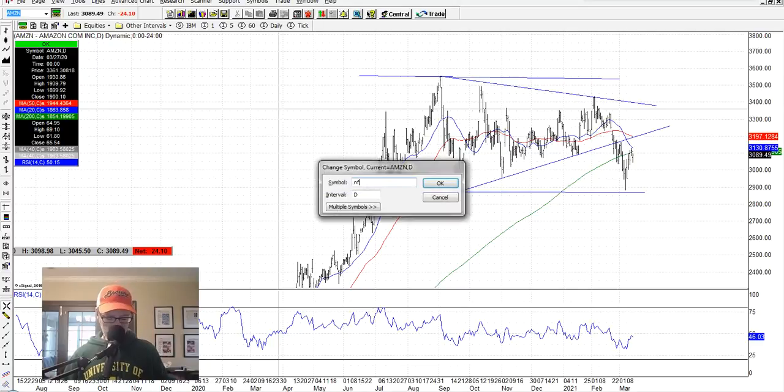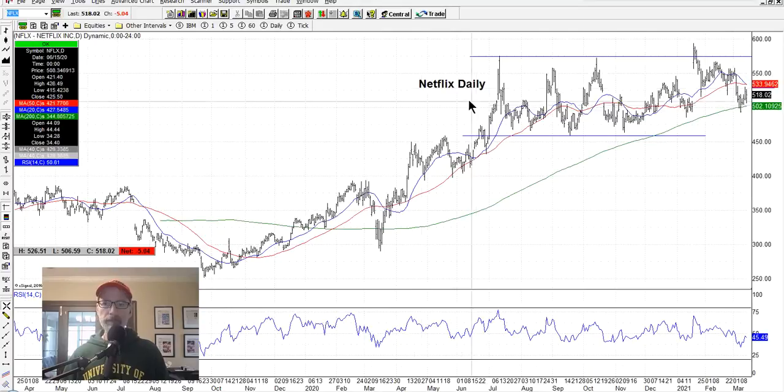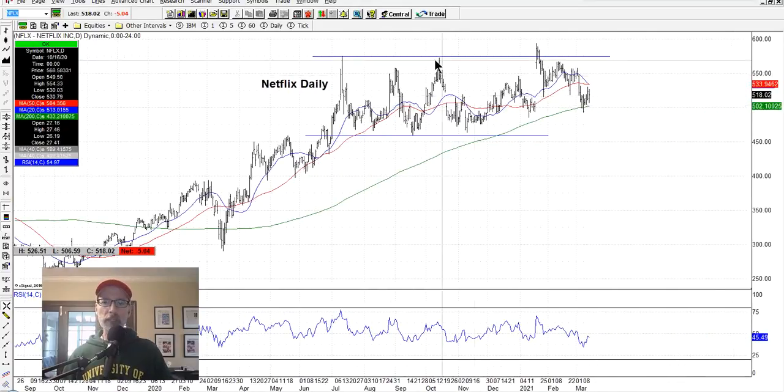Let's take a look at Netflix. Netflix also in this longer term channel here. It's above the 200-day moving average, which is good, but below the 20-day and 50-day, just kind of meandering around here. It goes up, down, up, down. So Netflix kind of stuck in this range. Not really much happening there. Not much to say about that.